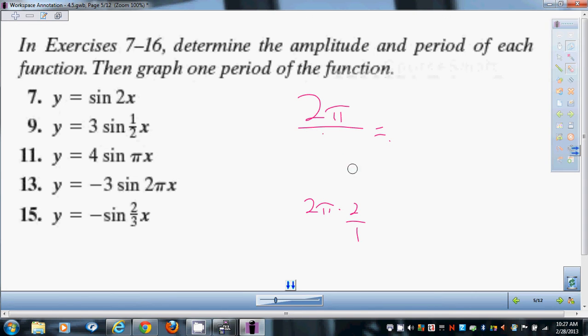Two pi. What's 2 pi divided by 2 pi? There you go. Period is 1. Jalen, how am I going to set up my period for number 15?